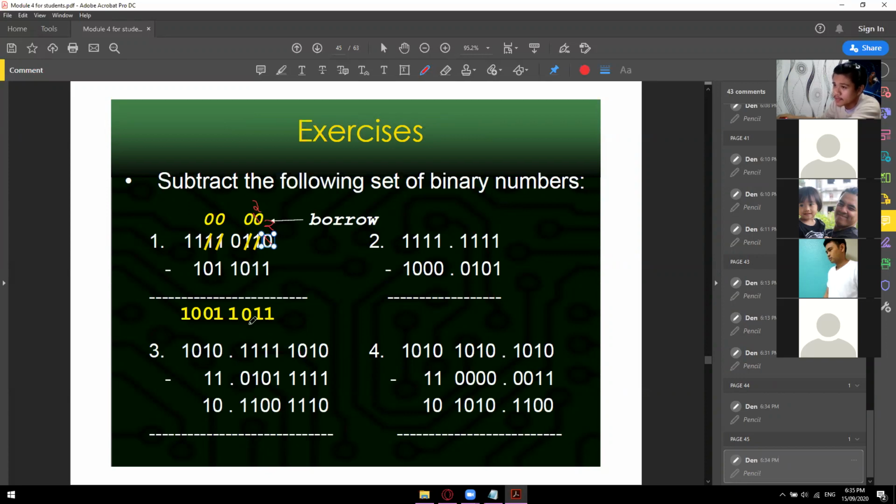0 minus 0, 0. 0 minus 1 cannot be, so we have to borrow again. So 1 will become 0. 0 will become 2. 2 minus 1 is 1. And then 0 minus 1 cannot be, so we have to borrow again. So 1 will become 0. 0 will become 2. So 2 minus 1 is 1. And then 0 minus 0 is 0. 1 minus 1 is 0. And then 1 minus 0 is 1. Okay? So, who wants to answer number 2?